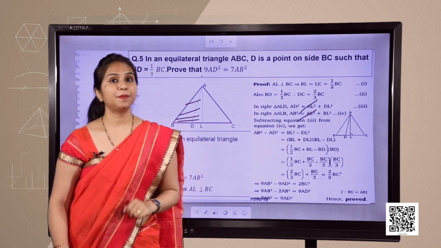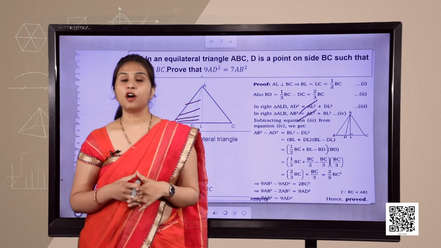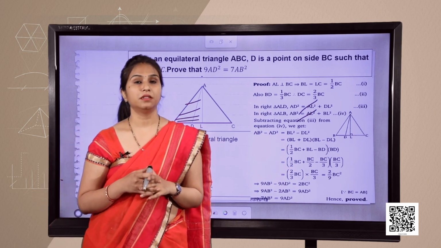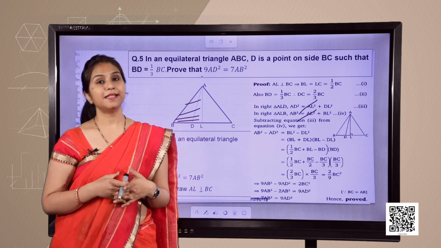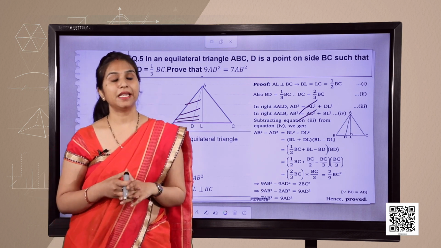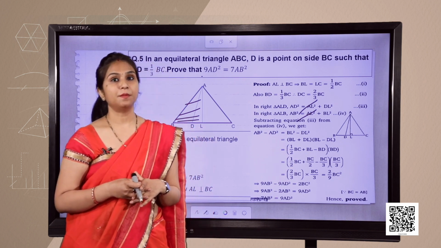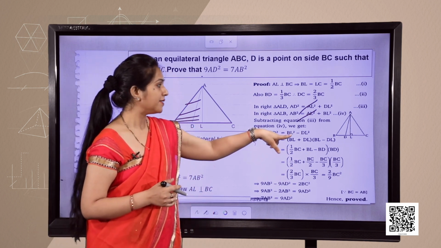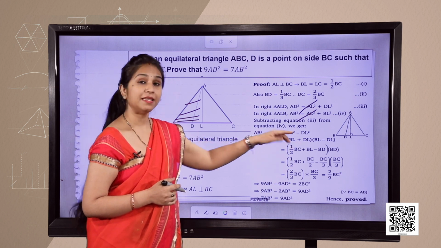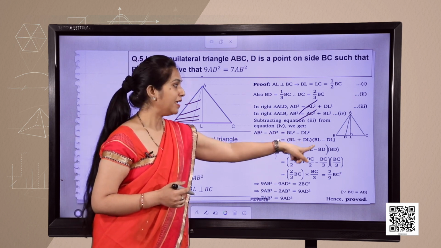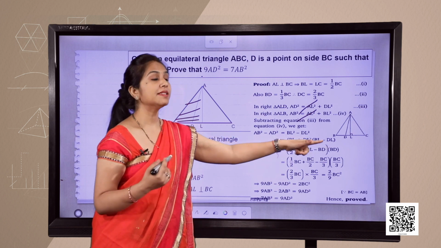If you see this step carefully, this is in the form of identity number 3, and identity 3 says A square minus B square is equals to A plus B, A minus B. So, open this by using identity number 3. We can rewrite this equation as BL plus DL, that is A plus B, BL minus DL, that is A minus B.